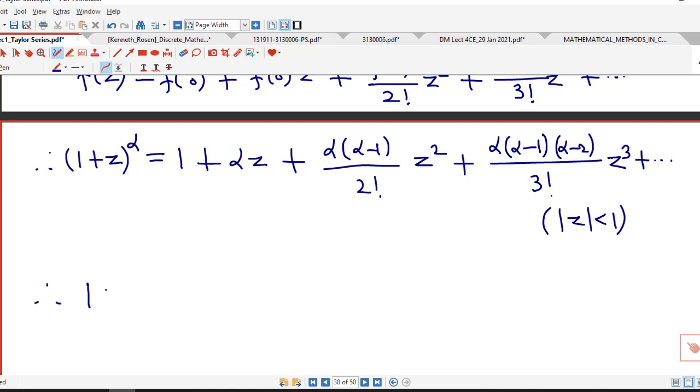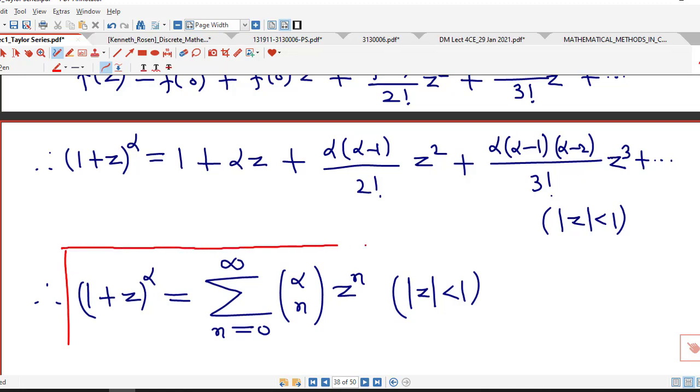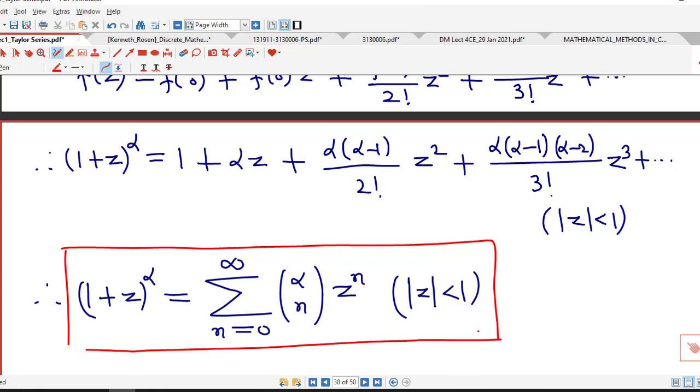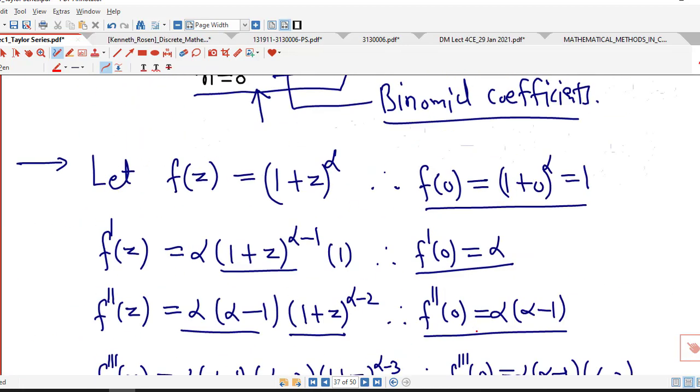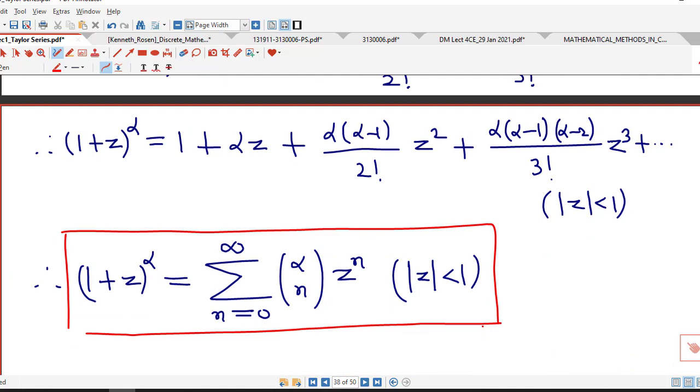and this we can write in sigma notation also. So (1 plus z) raised to alpha equal to sigma n equal to 0 to infinity alpha cn times z raised to n, and this is valid in the open disk mod z less than 1. So this is one more standard Maclaurin series expansion, and we will remember this, and using this standard Maclaurin series expansion we are going to consider some expansion of other function in the next problem. So we will remember this binomial series.